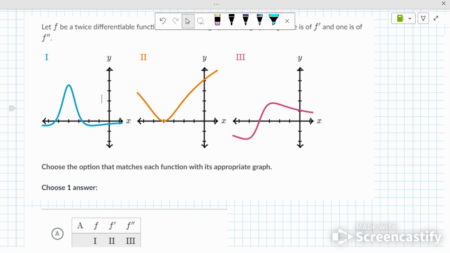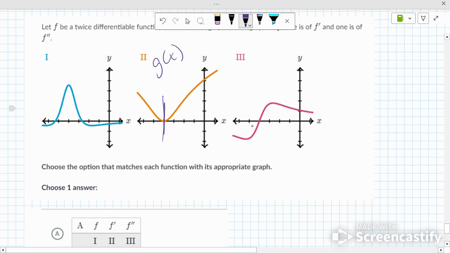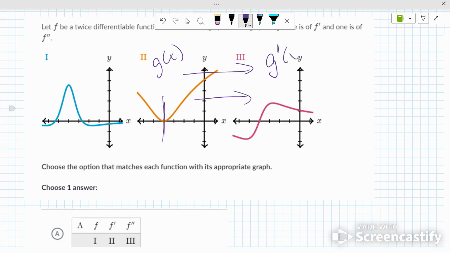So then let's start with 2. If this is the original function, if this is g of x, then it should be below the x-axis until negative 4, and then above the x-axis after that. Look at that. This is below the x-axis until 4, and then above the x-axis after that, just by going with slopes. So we know this is the derivative of this one. So this is the first derivative of that.